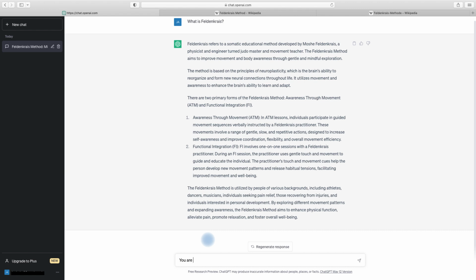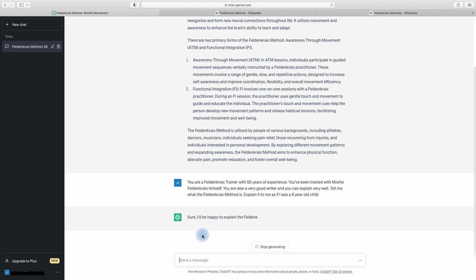So, you are a Feldenkrais trainer with 50 years of experience. You've been trained with Moshé Feldenkrais himself. You are also a very good writer, and you can explain very well. Tell me what the Feldenkrais method is. Explain it to me as if I was a 6-year-old child. So let's see what we get now.